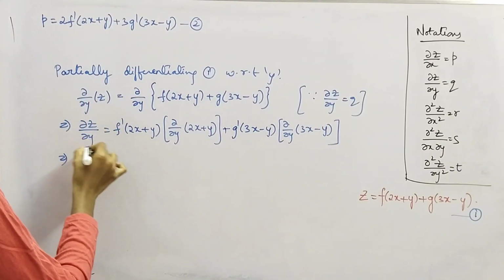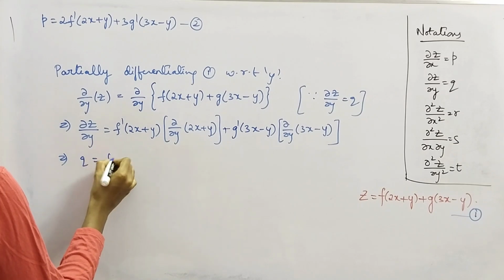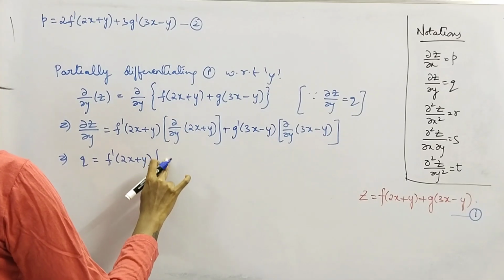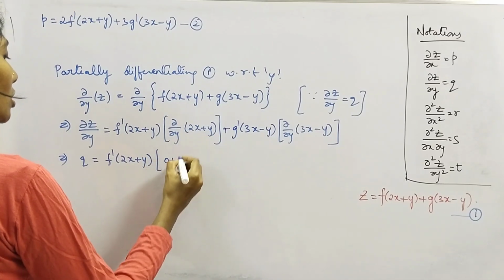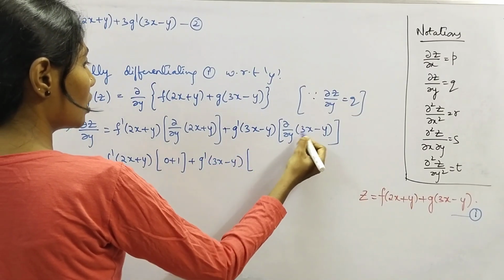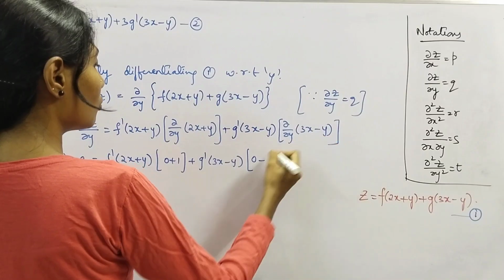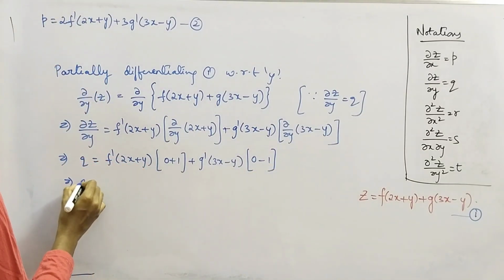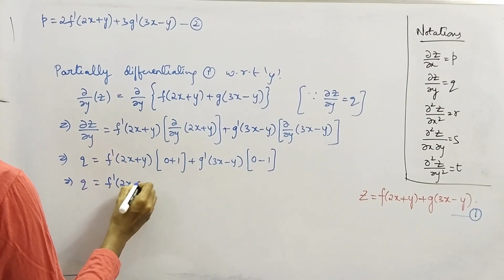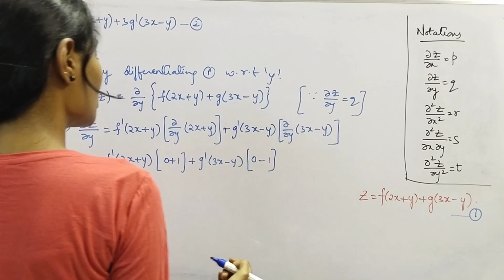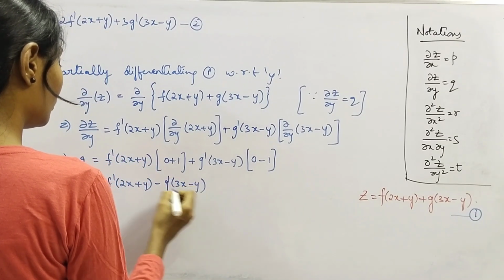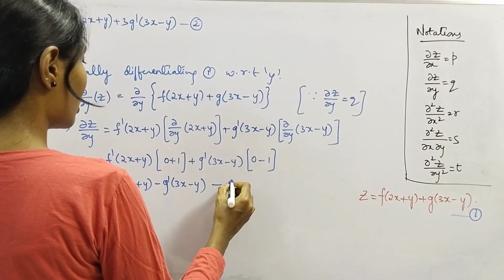As I said earlier, you can just replace it by q. You'll get q equal to f dash of 2x plus y into partial derivative of 2x with respect to y is 0 plus partial derivative of y with respect to y is 1, plus g dash of 3x minus y into partial derivative of 3x with respect to y is 0 minus partial derivative of y with respect to y is 1. This gives us q equal to f dash, and 0 minus 1 is minus 1, so minus g dash. Now consider it as equation number 3.